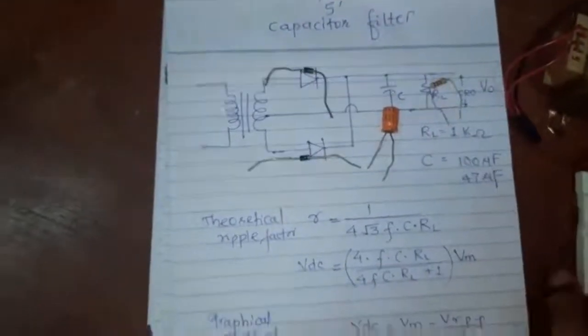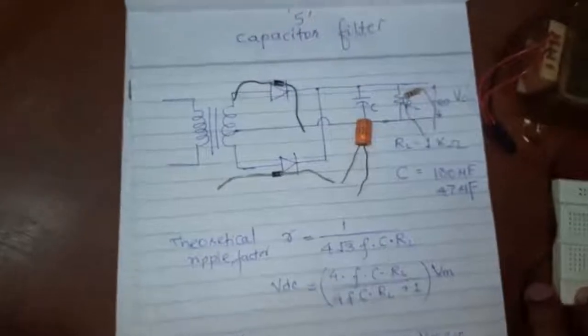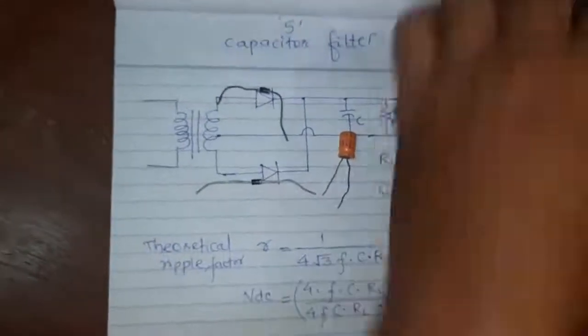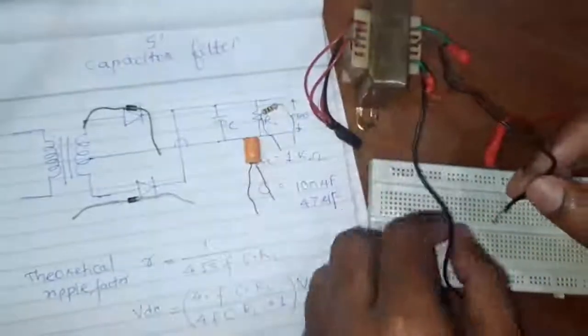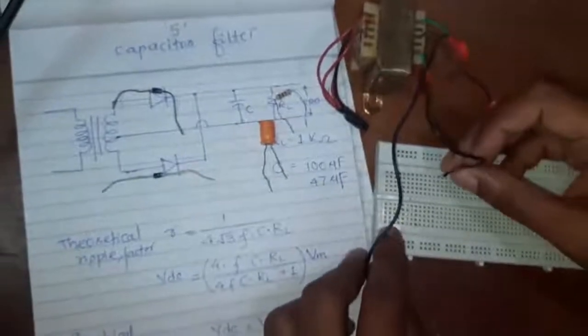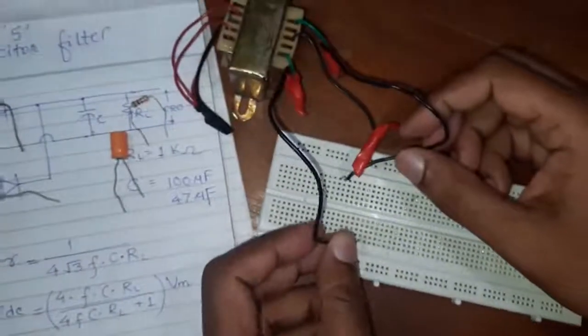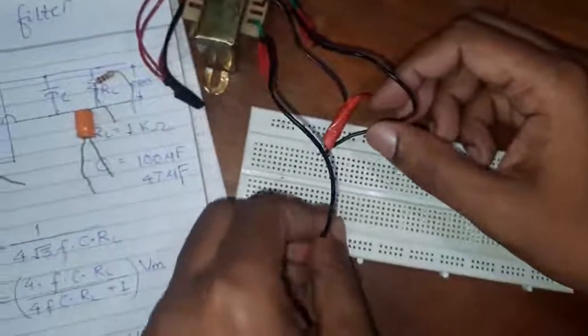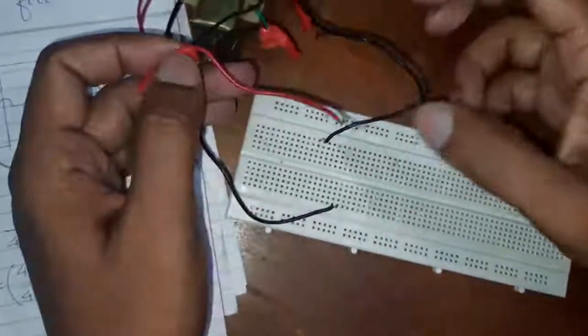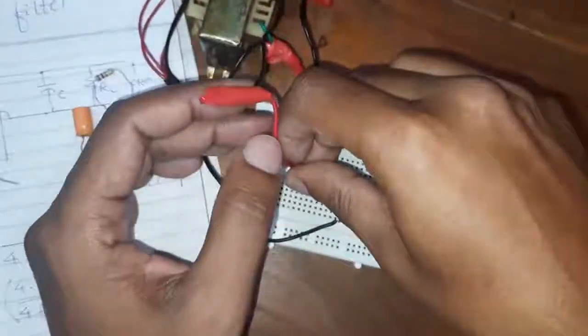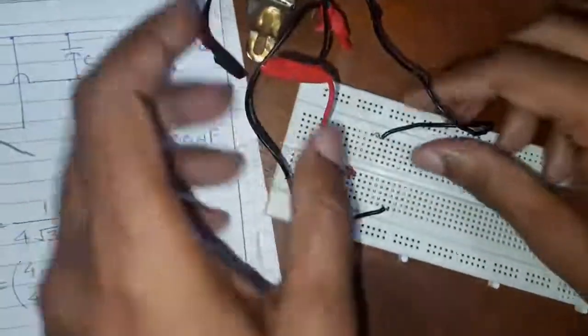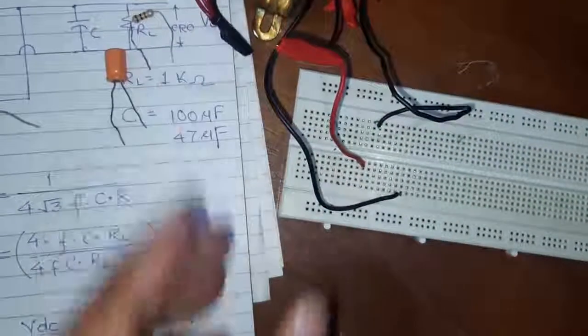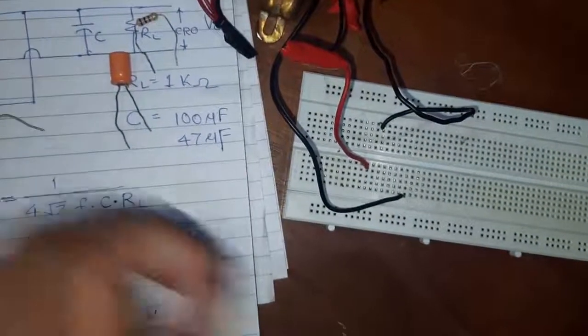So I have connected the winding. This winding I have connected here, and this winding I have connected down here. The center tap winding I will connect somewhere here. We'll see how the connections will be done, and then we take the diode.